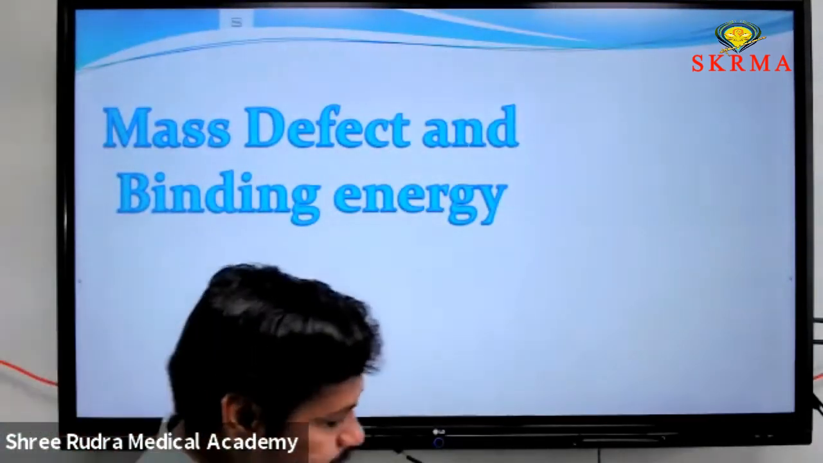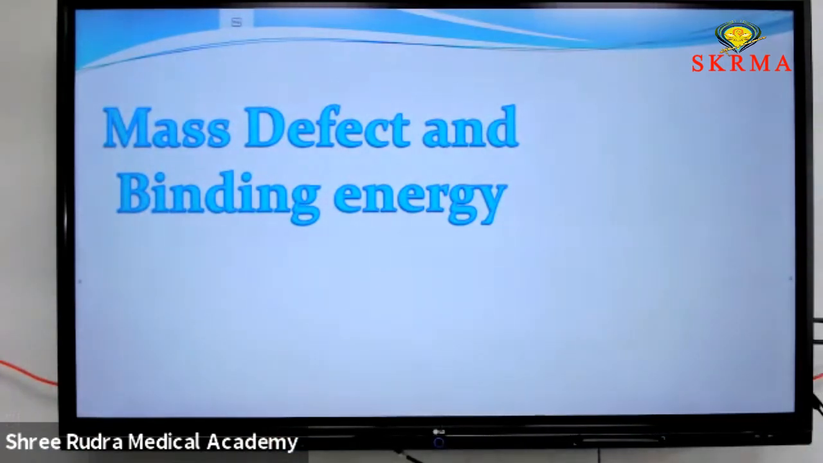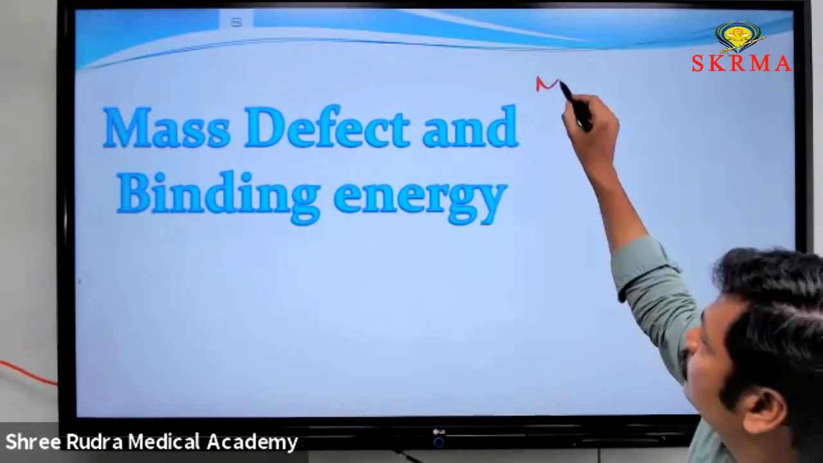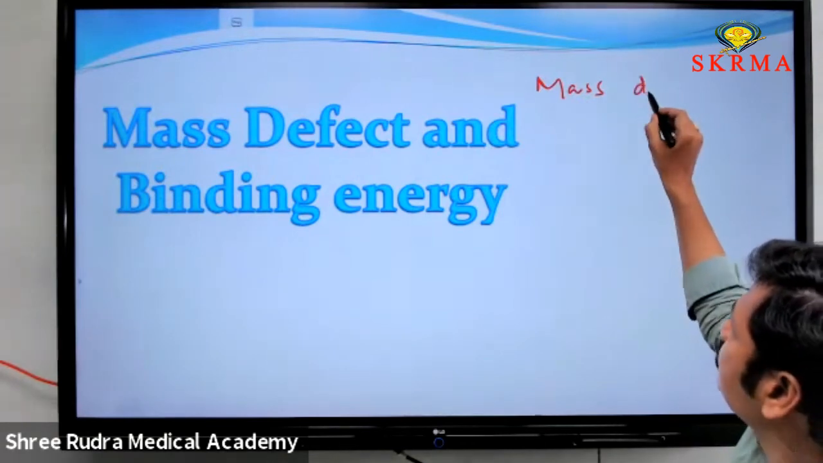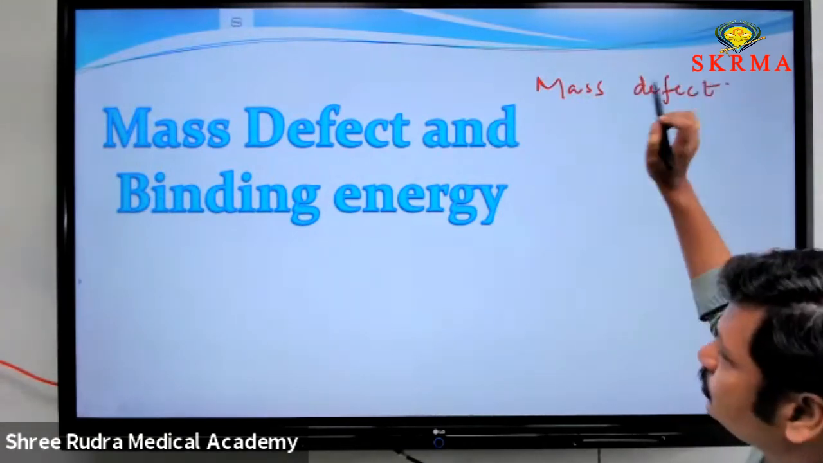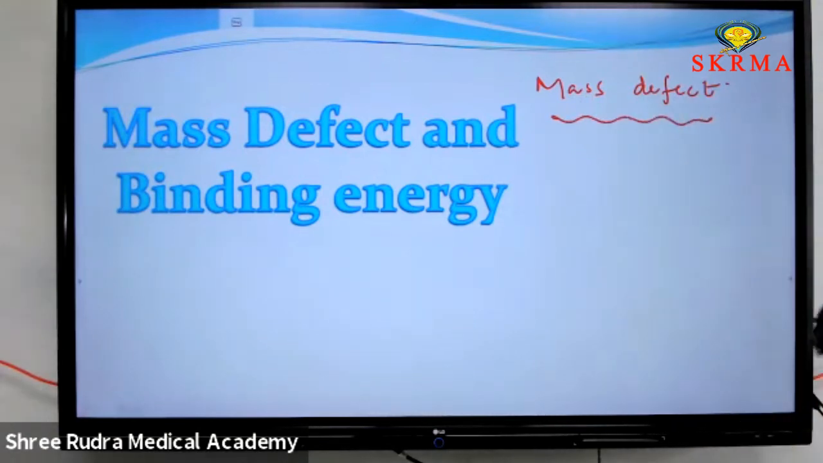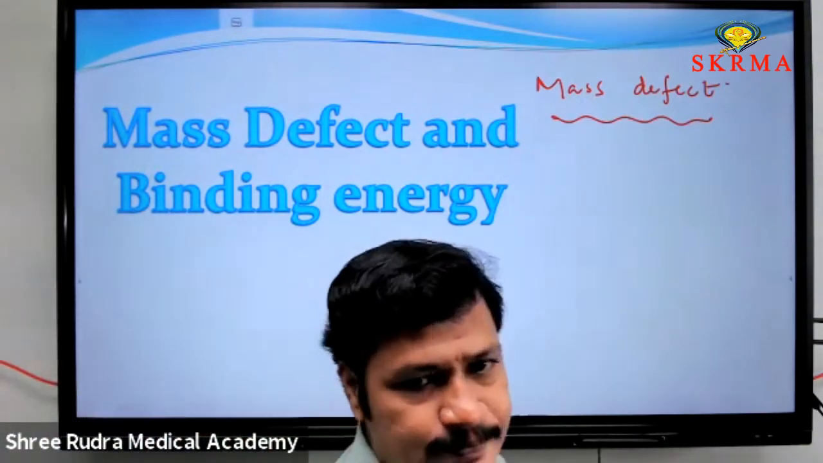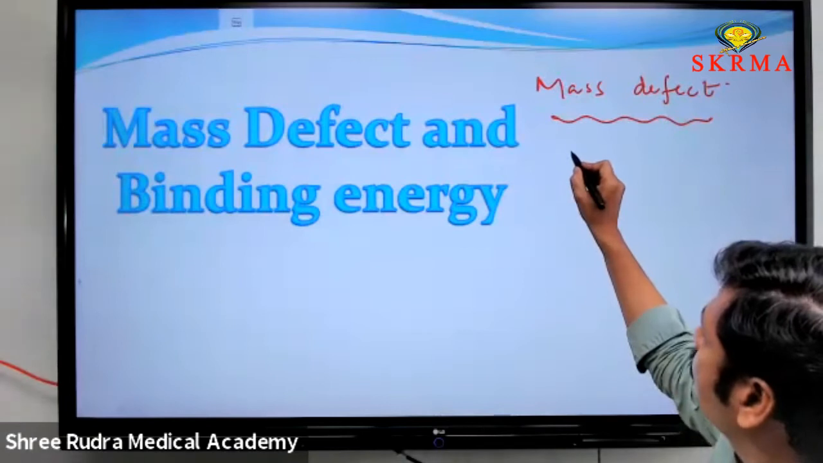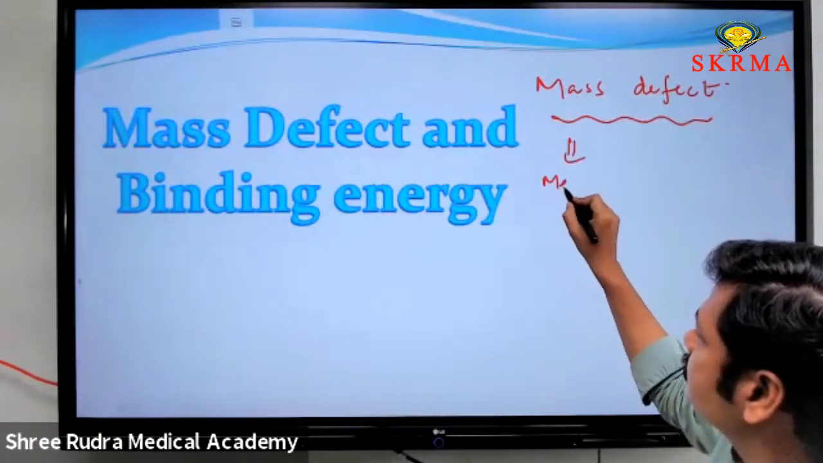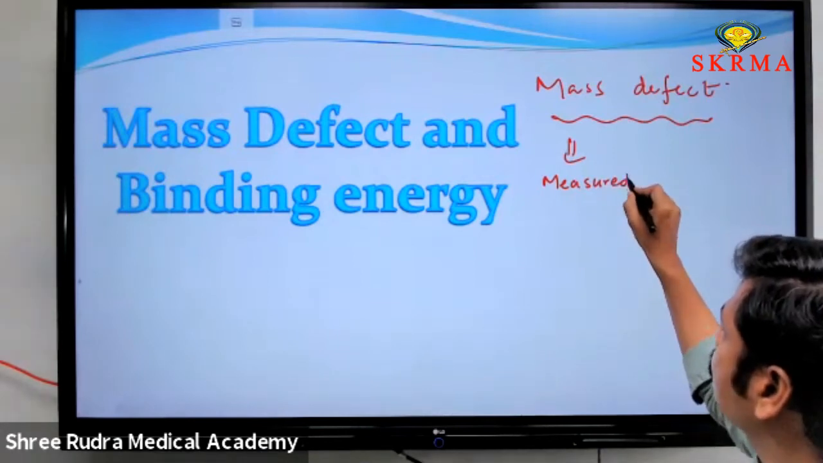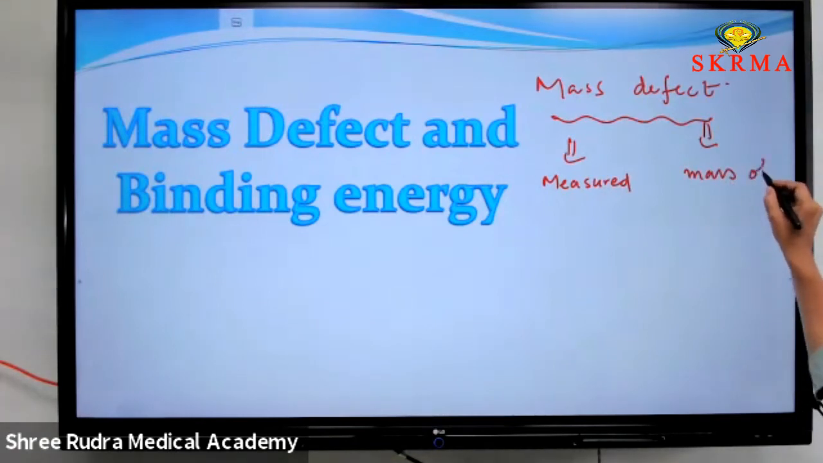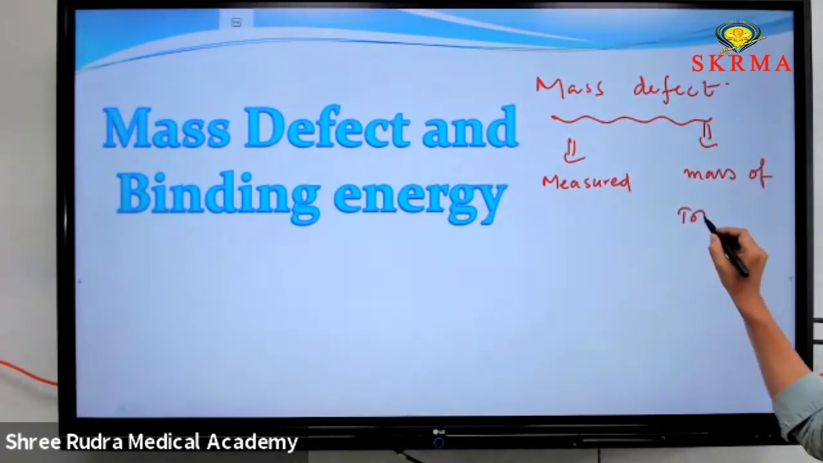The next concept is mass defect and binding energy. This is also one of the important topics. What is mass defect? First, I have to discuss mass defect, then binding energy. Actually, we consider two different types of masses: the measured mass of the nucleus, and the mass of individual nucleons, or the total mass of nucleons.